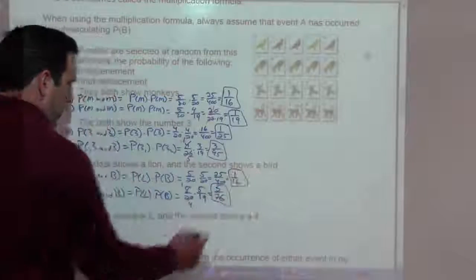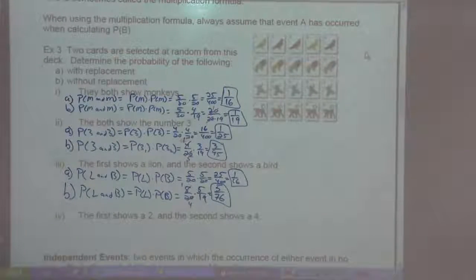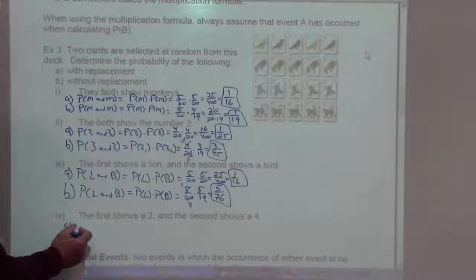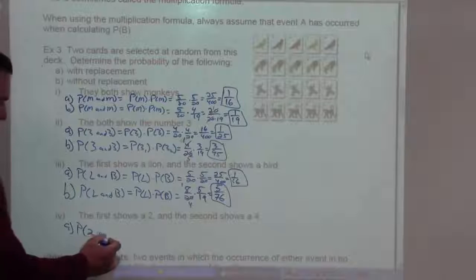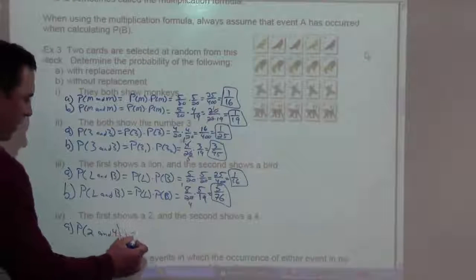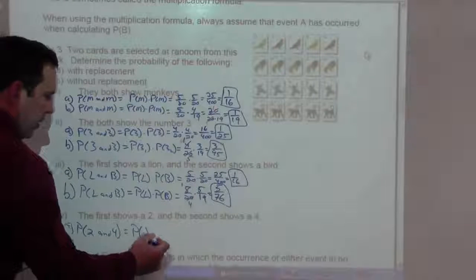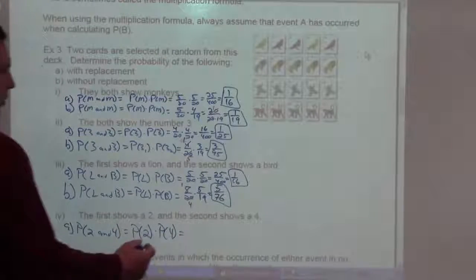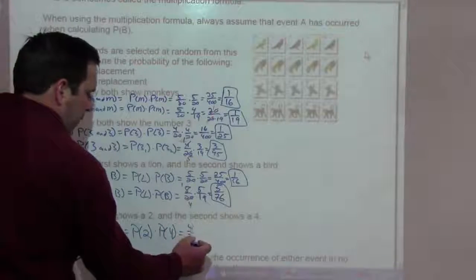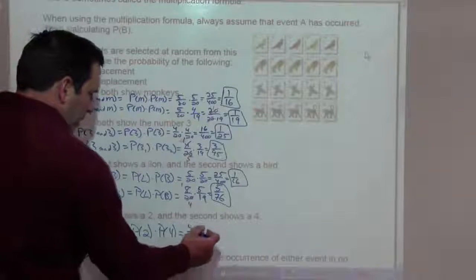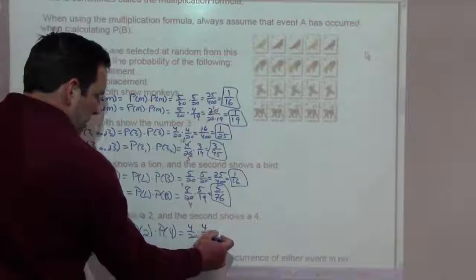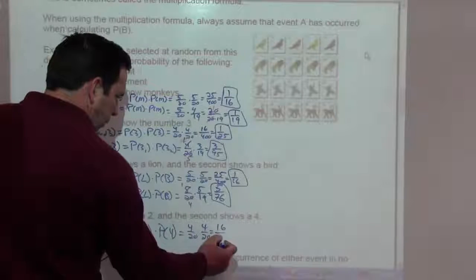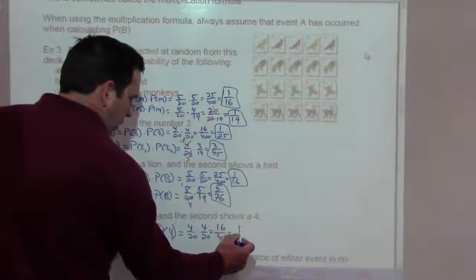In the last case, the first shows a 2 and the second shows a 4. So probability of 2 and 4, probability of a 2 times the probability of a 4. Probability of a 2 would be 4 over 20. Probability of a 4 is 4 over 20 with replacement. That's 16 over 400, which is, again, 1 over 25.